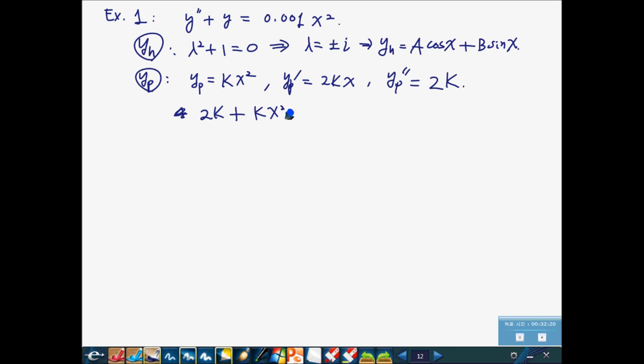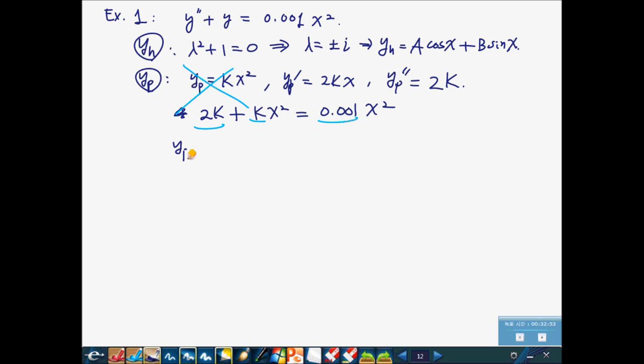kx squared, which is 0.001 x squared. Okay? Then we need to compare both sides, right? So, yeah, k is 0.001, right? But wait, k is 0, so that doesn't make sense, right? That's not consistent. So this method doesn't work. This try fails, okay? That's why we need to do that generalization. We need to linearly combine all the elements, otherwise it won't work.